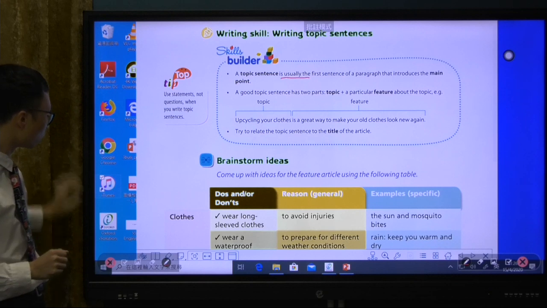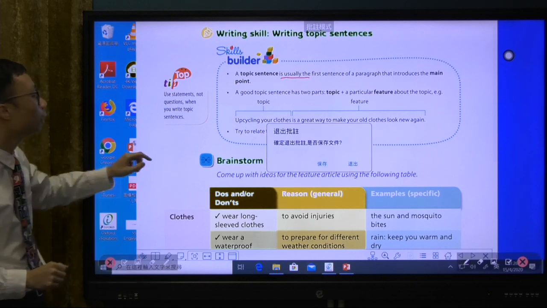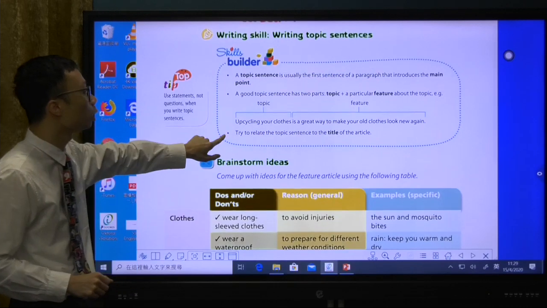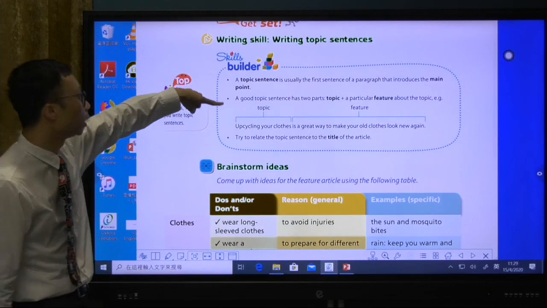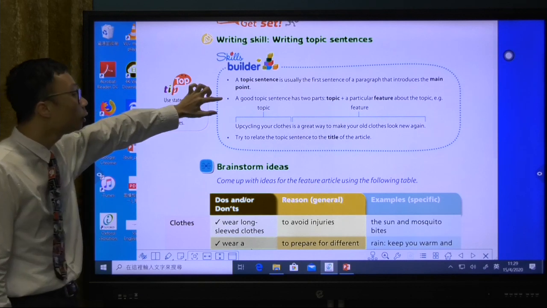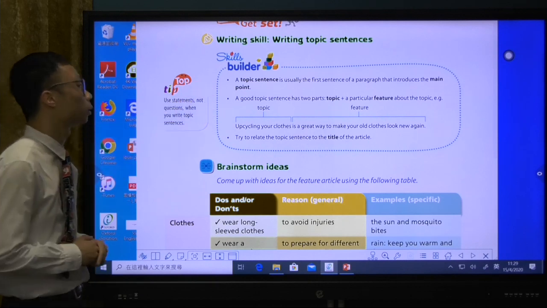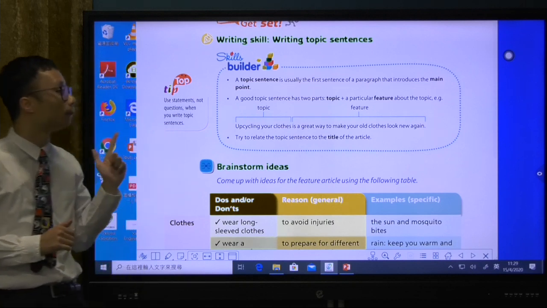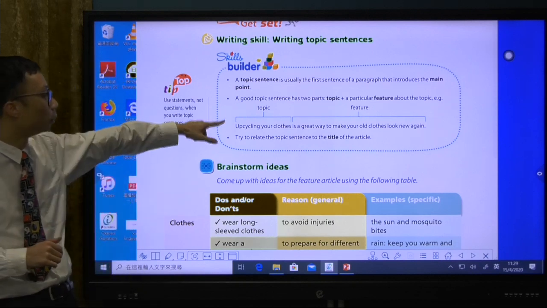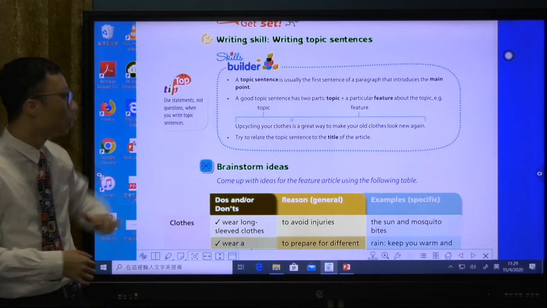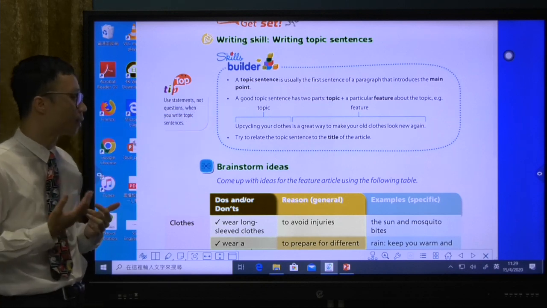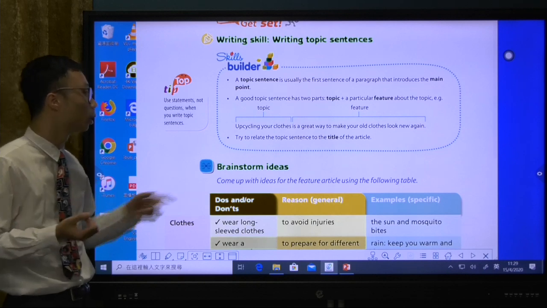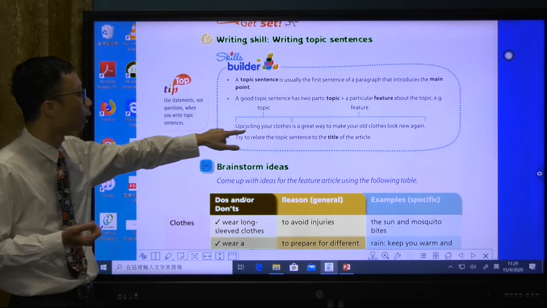Okay, proceed. So we talk about the next thing. What is a topic sentence? A good topic sentence has two parts: a topic and a particular feature of the topic. For example, let's just read this one. Upcycling your clothes is a great way to make your old clothes look new again. Does anyone know the word upcycling?